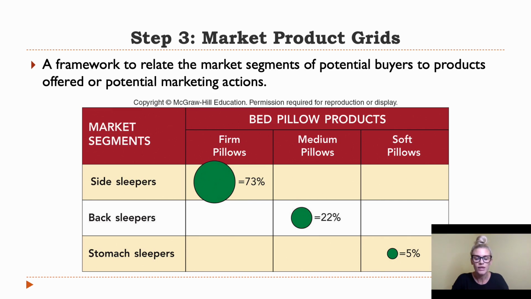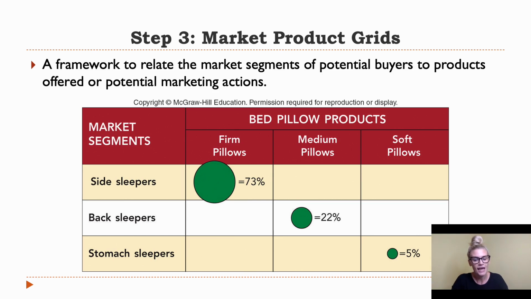So now what we're doing is we're bringing those two things together. We're bringing our market segments together and our product segments together here. And we're seeing the potential market size if we were to select a single segment in here. So it has different market segments in the horizontal rows and different product offerings in the vertical columns. Now, if we look at this particular market grid, it tells us that there are 3 key market segments of sleepers: side sleepers, back sleepers, and stomach sleepers.